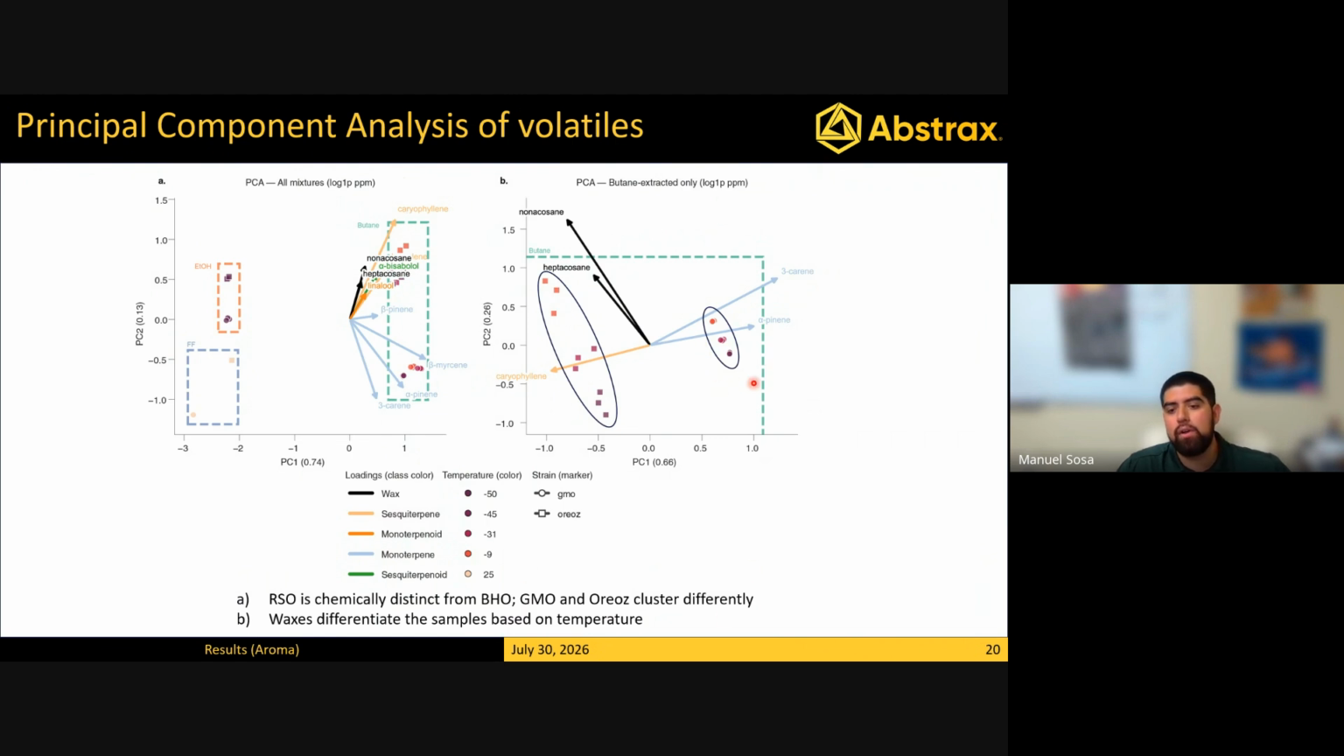So here you have your GMO more tightly packed and your Oreos over here to the left, which has more separation in the Y direction. That's mainly because you have that huge dramatic shift on all the alkanes getting decreased as you decrease your temperature. So the hotter your butane hash oil was, the more alkanes you had. So your nonacosane, your heptacosane. These are going to be your hotter temperatures. This is your middle range temperature, and this is your coldest temperature down here.